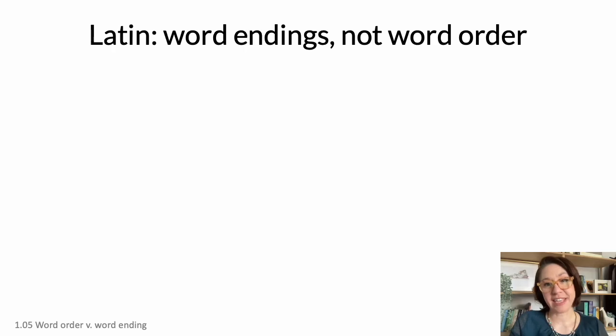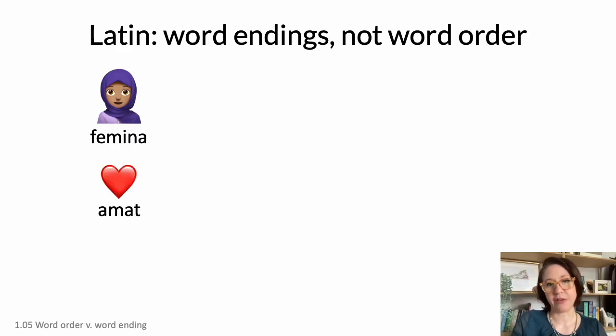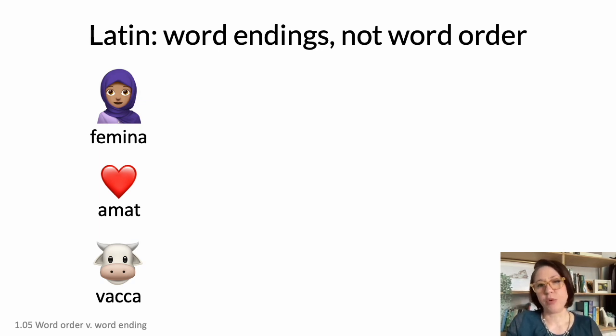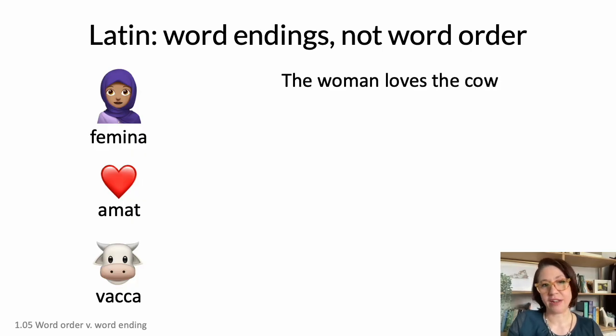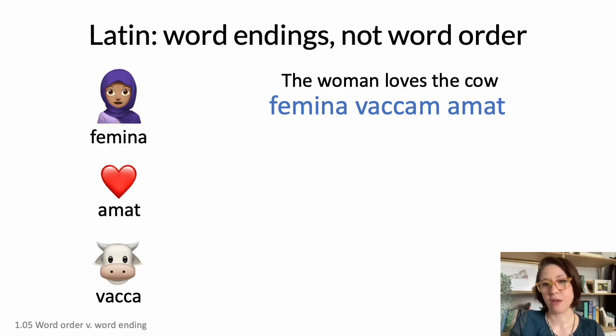Right, let's just take a quick look at this kind of word ending encoding in action so things will make sense. So let's look at three Latin words: femina, which means woman, amat, which means loves, and vaca, which means cow. If I want to say the woman loves the cow, I can do it like this: femina, vacam, amat.